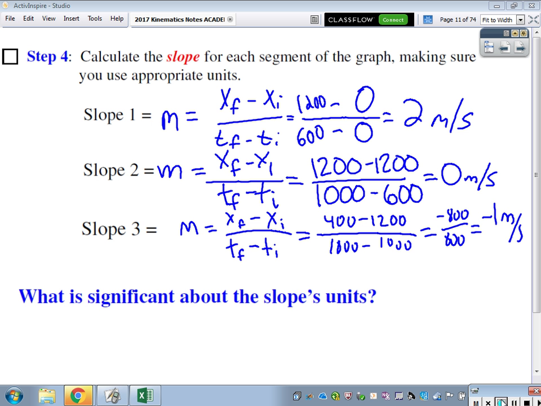Our position does not change over the duration of time. So the physical motion of that would be something that's not moving. If it's staying in a constant position over time, it is not going to be moving. Okay? Then we get slope number 3, which we know is a negative slope. Negative 1 meter per second would be the average velocity for that duration. Okay? So any instance that we find the slope between 2 points on the data set, we are finding average velocity.